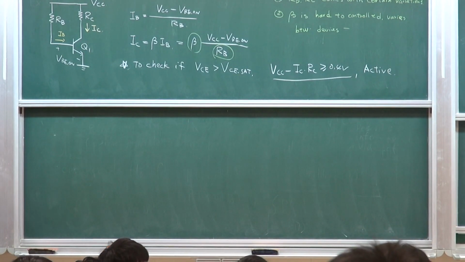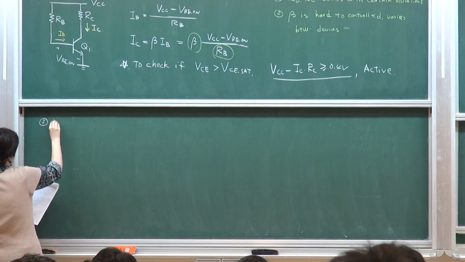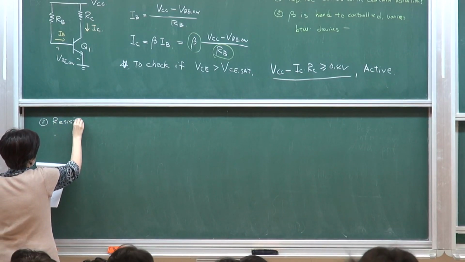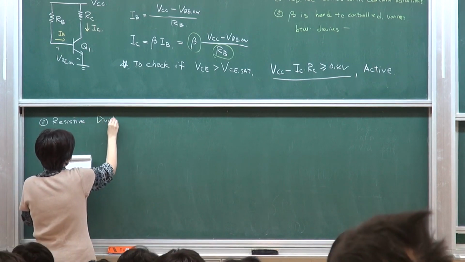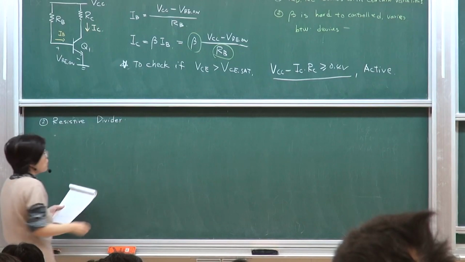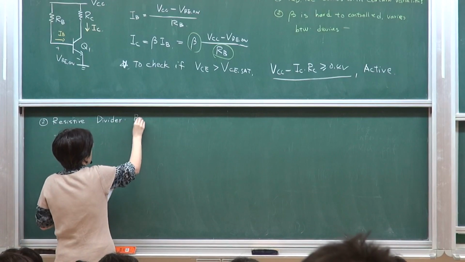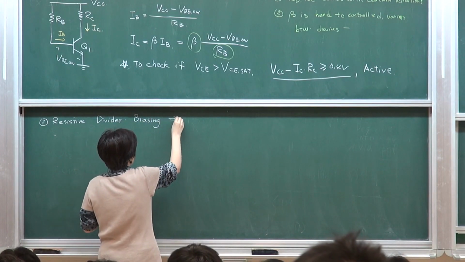So the other type of design we're going to talk about a little bit is commonly used in our examples, but not actually in the circuit. If you don't want to control the base current, the other thing you can do is voltage divider biasing. So this is biasing through VBE.